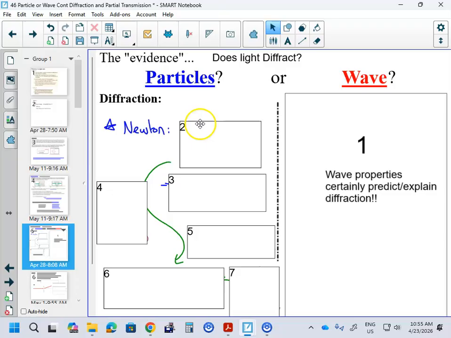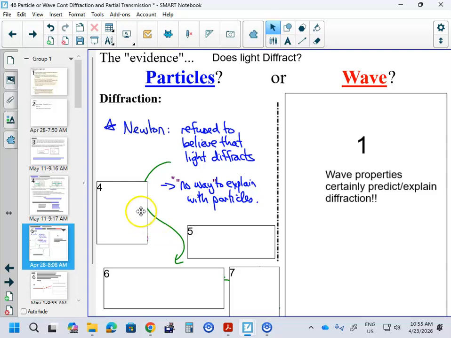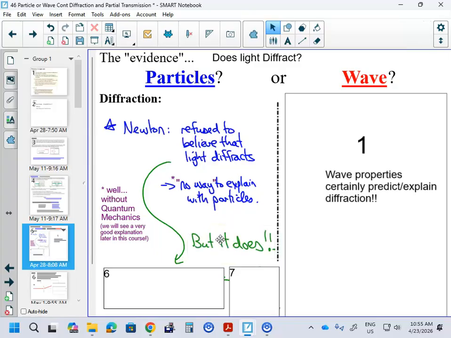So evidence of this, right? So diffraction. Well, Newton said light doesn't diffract. That was his claim, and there's certainly no way to explain it in terms of particles as far as Newton was concerned. Now I've got quotes and an asterisk on there. You're going to see in a future lesson that quantum mechanics gives actually a pretty good explanation of this, as it turns out. So eventually, once we piece it all together, that'll mean more to you.